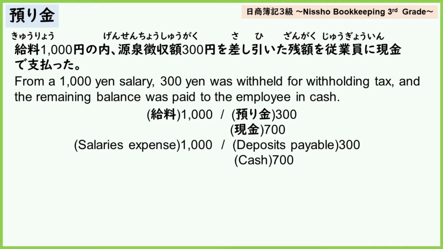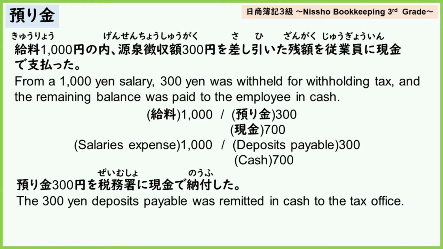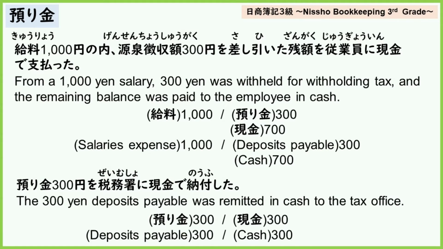Let's now look at the journal entry for when the deposit is paid to the tax office. The 300 yen deposits payable was remitted in cash to the tax office. The journal entry is debit, deposits payable 300. Credit, cash 300. Since the liability of the deposit is extinguished, we will debit it in the journal entry. Since cash has decreased, we will credit it in the journal entry.